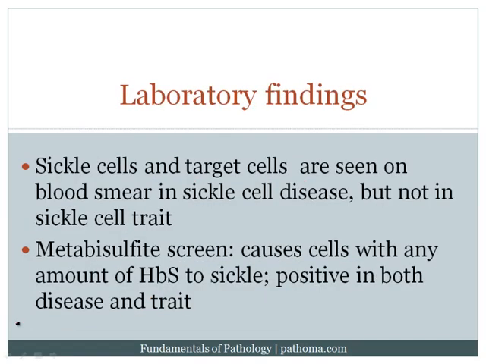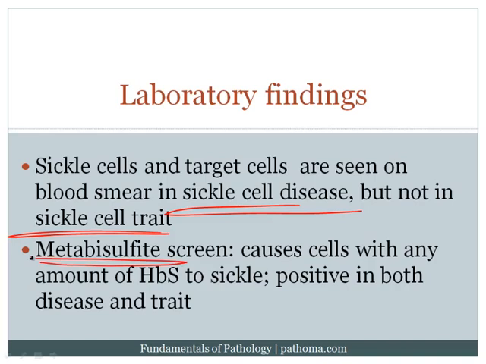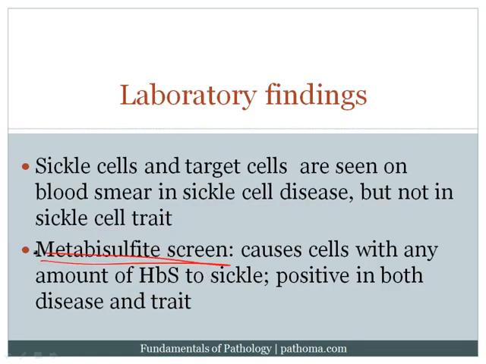Generally speaking, whether we're talking about sickle cell anemia or sickle cell trait, it's important to note some basic laboratory findings. Sickle cells and target cells would be seen in sickle cell disease, but not in trait. And you know that because in trait, the patients don't sickle, so we wouldn't normally see sickling red blood cells on a smear. However, were we to take metabisulfite, which is a chemical that can induce cells to sickle, then if there is any degree of hemoglobin S, whether it be 50% or less than 50%, it will cause the cell to sickle. So otherwise stated, a metabisulfite screen allows you to identify hemoglobin S in any cell.